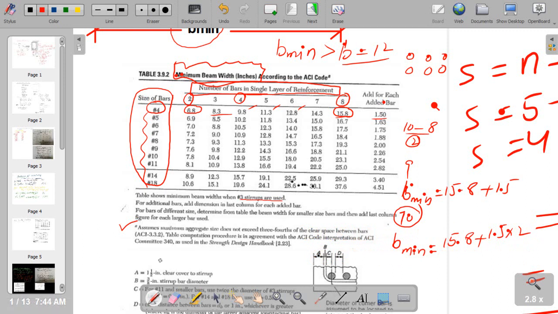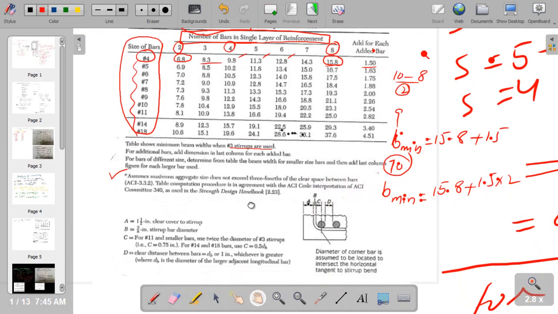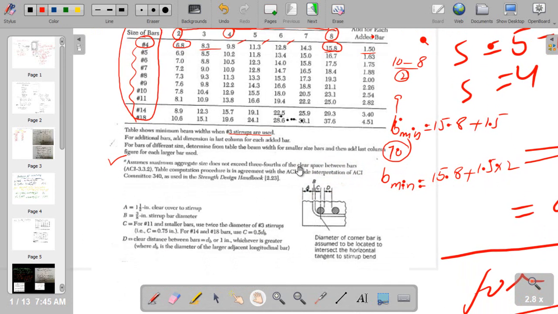3/4 of the clear spacing. 3/4 means the aggregate size should not be greater than, should not be more than, 3/4 of the spacing. That means, yes, it should not increase.